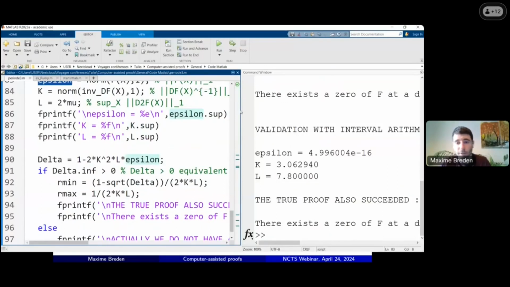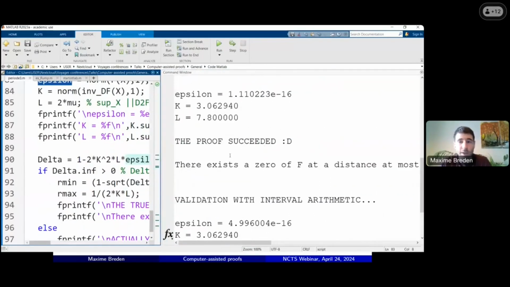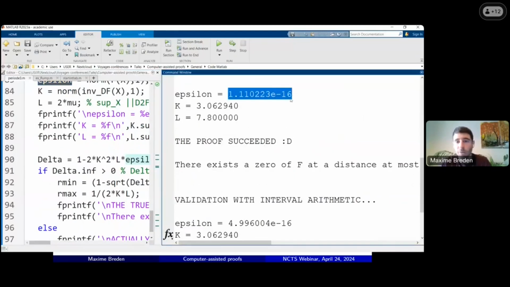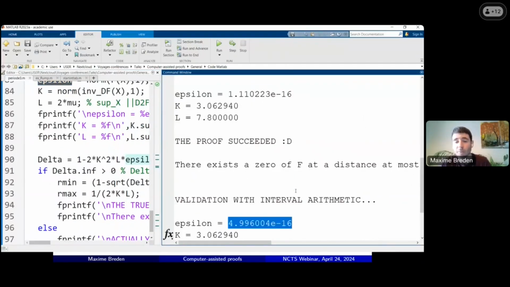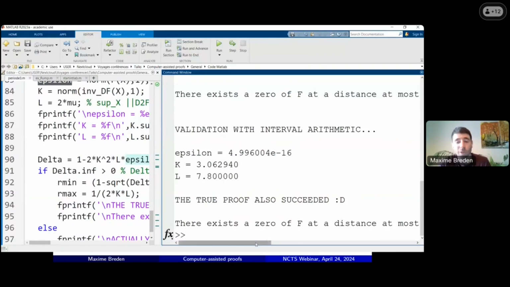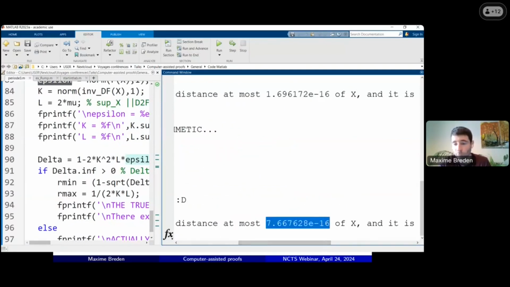So let's look at the output again. This was the epsilon with floating points, and this is the epsilon with interval arithmetic. It's not that much larger, but this one is guaranteed, whereas this one was not. And then I get almost the same result with a very small upper bound. And here I'm confident claiming this is a proof.